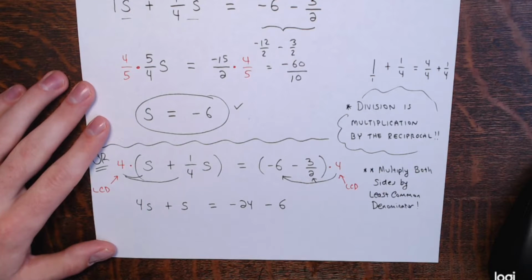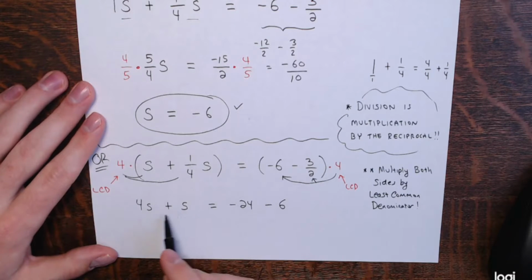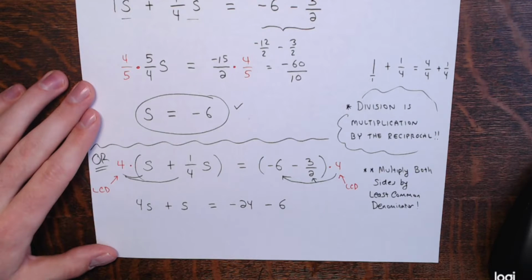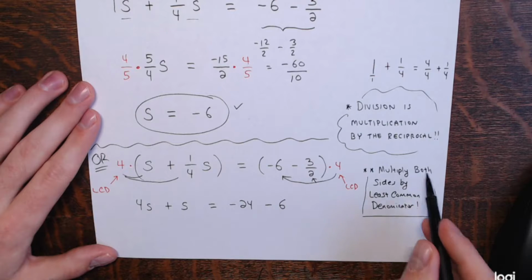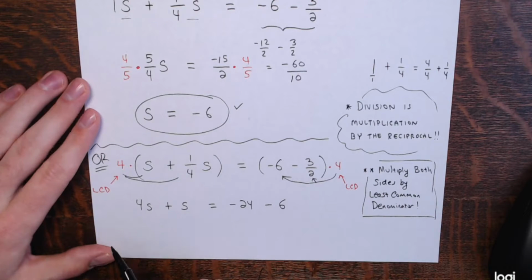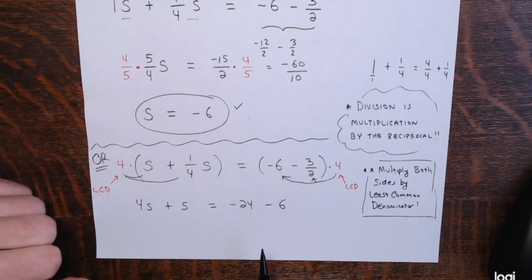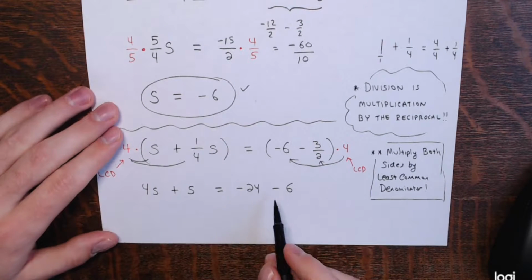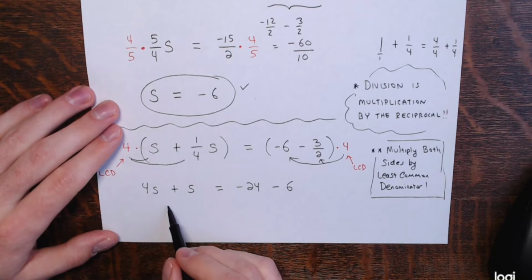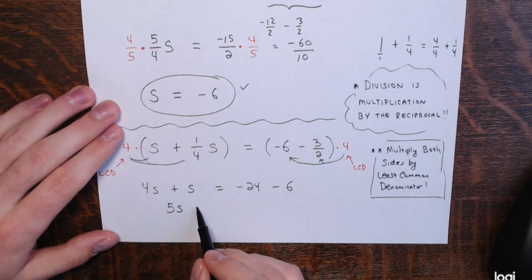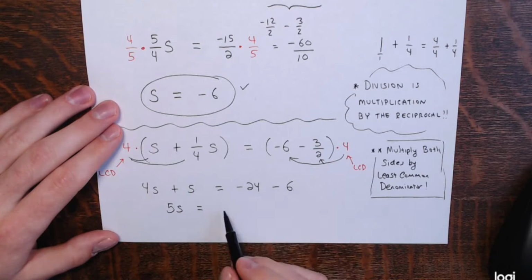And now you see no more fractions, no more denominators. Multiplying both sides by the least common denominator or some common multiple of the denominators will do this. We'll get rid of the fractions. It'll get rid of the denominators. And now we can easily do this. 4s plus s is 5s. Negative 24 minus 6 is negative 30.